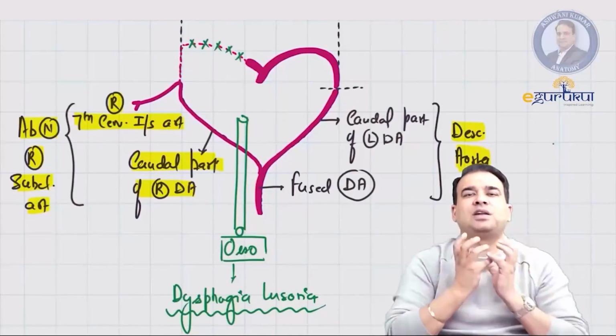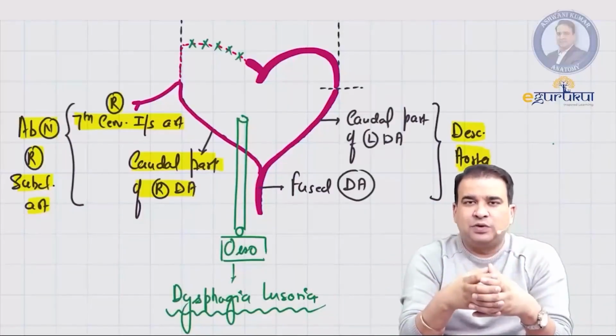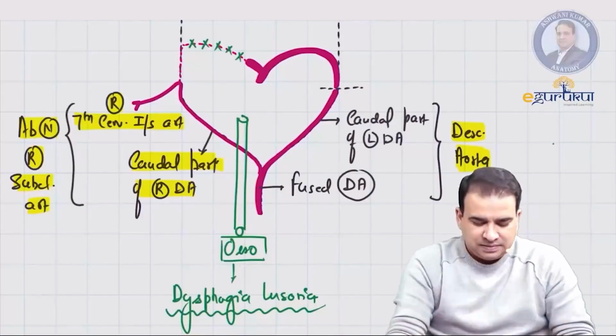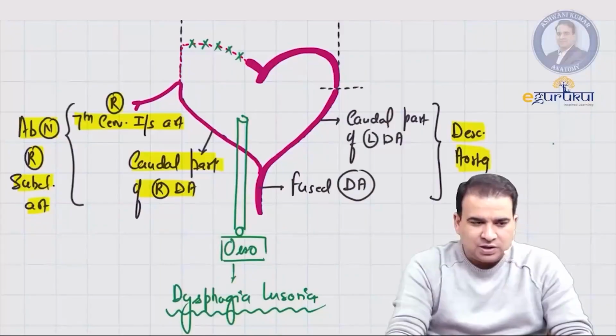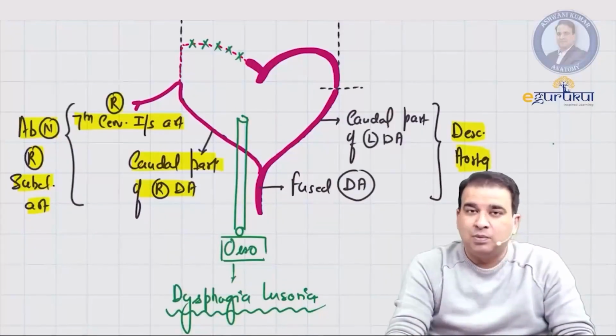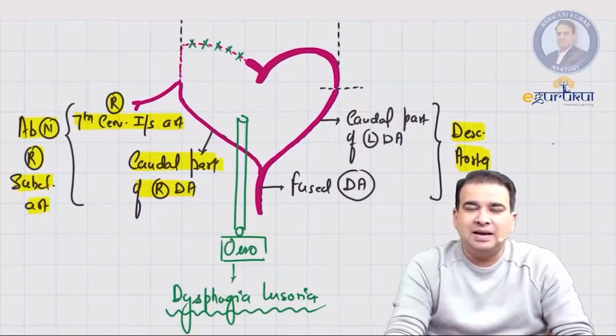It is forming a vascular ring around the trachea and the esophagus, and compresses the trachea and esophagus in between. That is also called a vascular ring. Double aortic arch, or vascular ring around the trachea and esophagus.